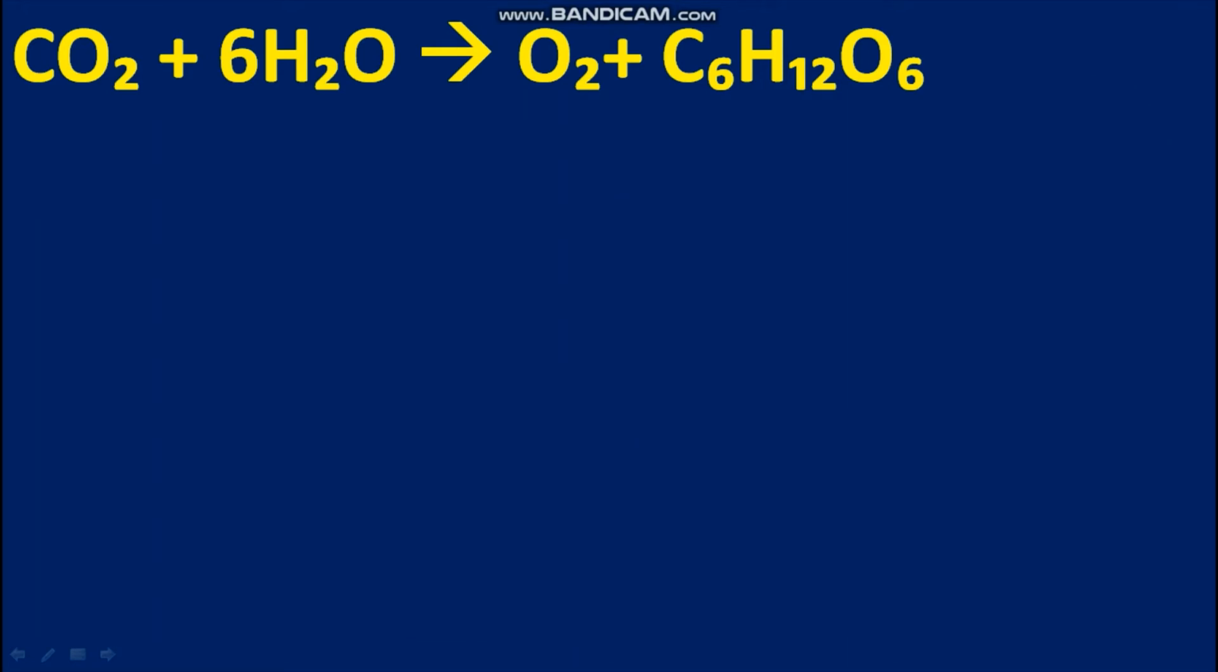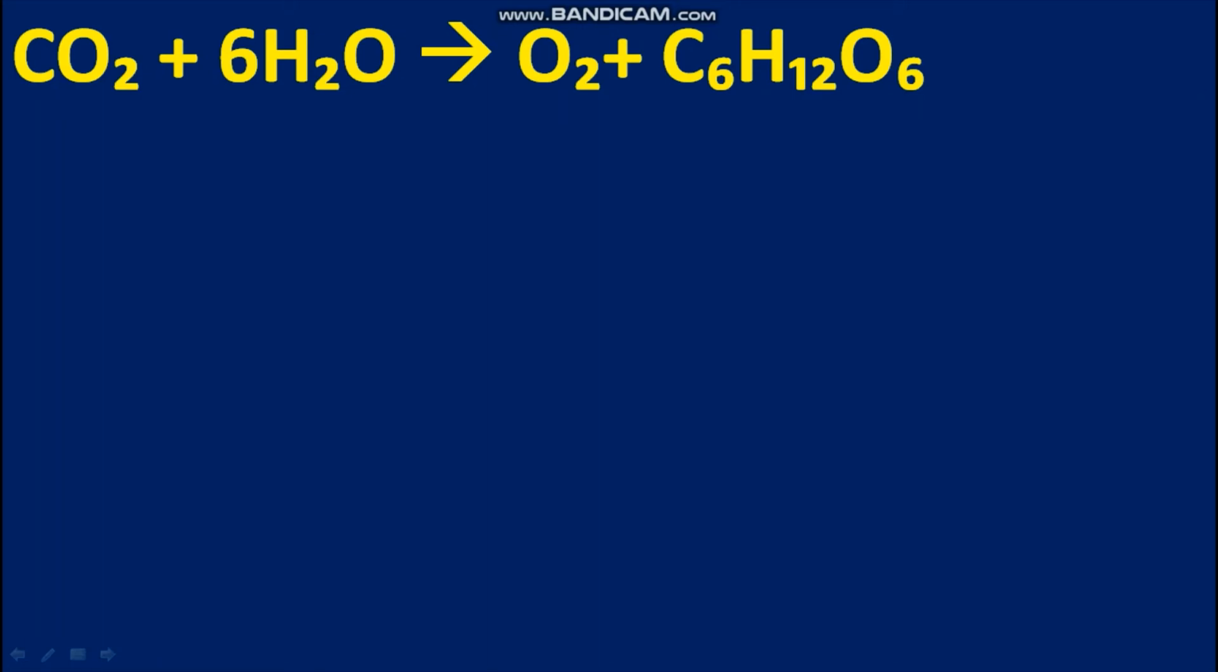Here we have the very famous formula for photosynthesis: carbon dioxide reacting with water and sunlight to produce glucose and oxygen. And in the first video I have made, which is linked in the description, I have a more detailed description of glucose. If you want to check that out, you can. So here's an unbalanced example. I've written CO2 plus 6H2O produces O2 plus C6H12O6.